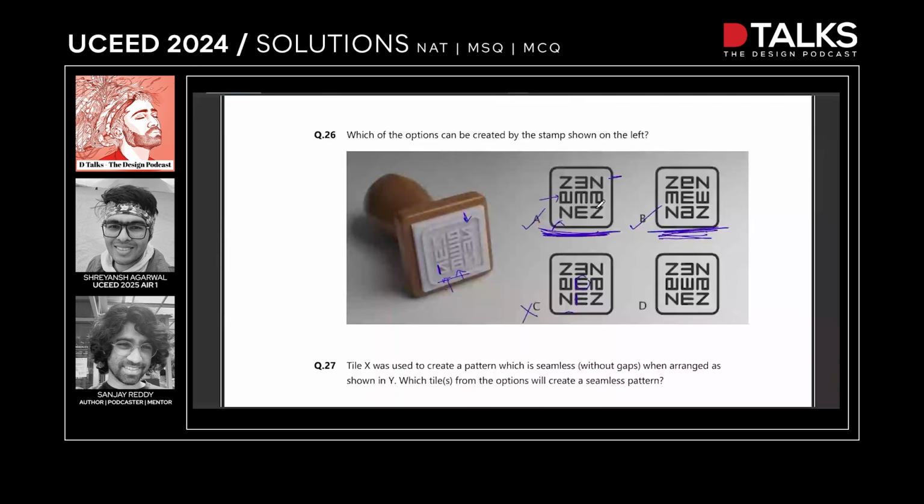Right. Option D. Option D is also the same as option A, but the center part is in the opposite direction. If you rotate this 180 degrees, I think it will create this. So if you rotate this 180 degrees, it should create option D. So that means option D is also correct. So the answer is A, B, and D.